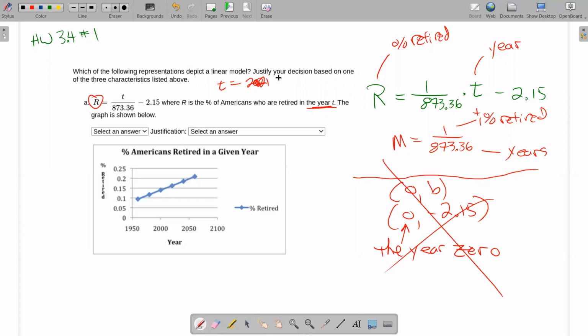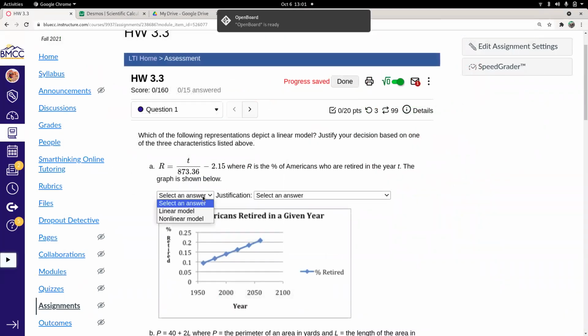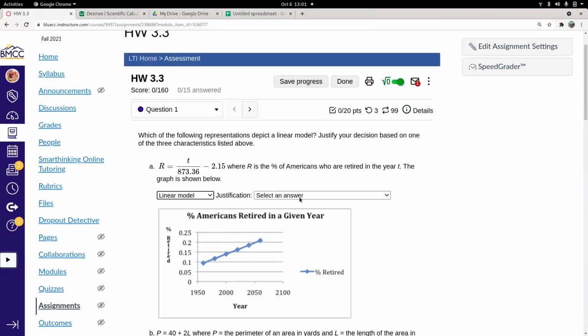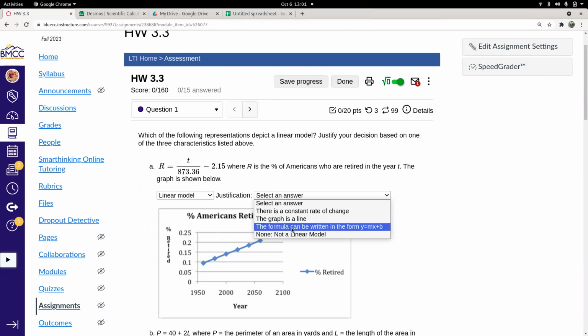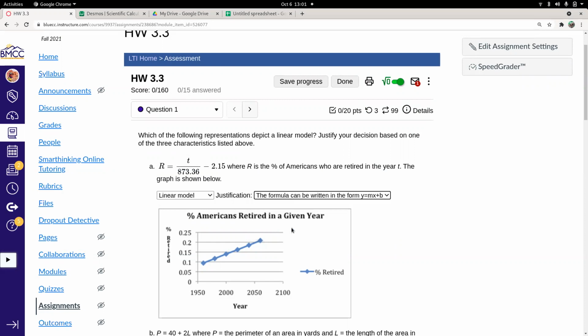Which of the following representations depict a linear model? All right, so this one's definitely a linear model, long story short, because I found that there is a slope and a y-intercept. This is a linear model. What's my justification? There is a constant rate of change. Yeah, there is. The graph is a line, okay? The formula can be written in the form y equals mx plus b. I think most of those are good. I guess I'm going to go with the formula can be written in the form y equals mx plus b. That's what I did in my notebook there. Cool.